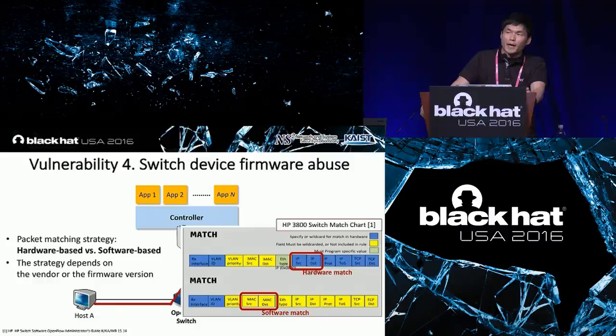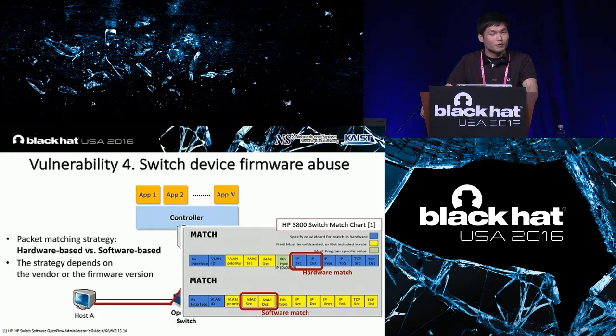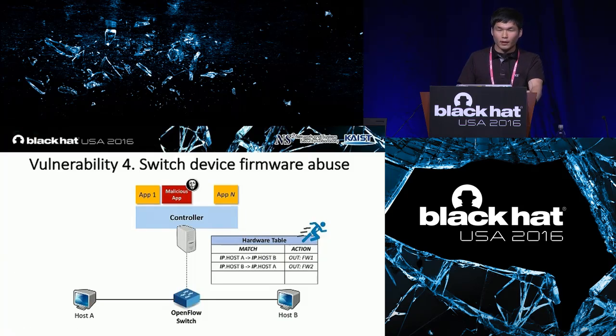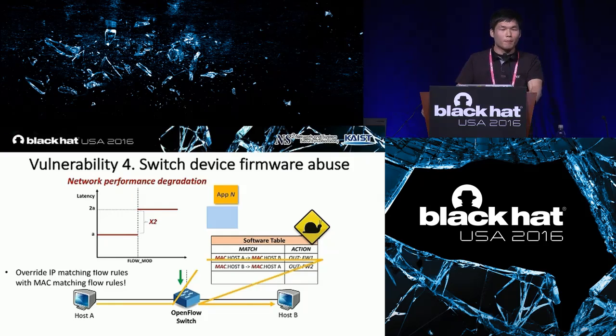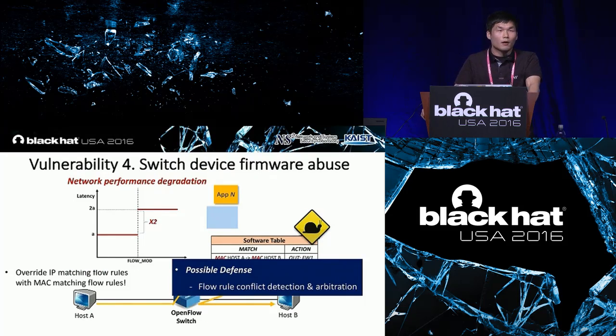In the case of the HP 3800 switch devices used in our demonstration, the flow rules with specific MAC addresses are handled in the software table, as shown in this chart. In our demonstration to abuse this strategy, we replaced the existing IP matching flow rules with MAC matching flow rules like this. As a result, as shown in this graph, the packet forwarding latency doubled after the attack. But this attack does not affect the network connectivity, so it is difficult for the network operator to figure out the true cause. One possible defense mechanism to mitigate such an attack would be detecting and arbitrating flow rule conflicts.